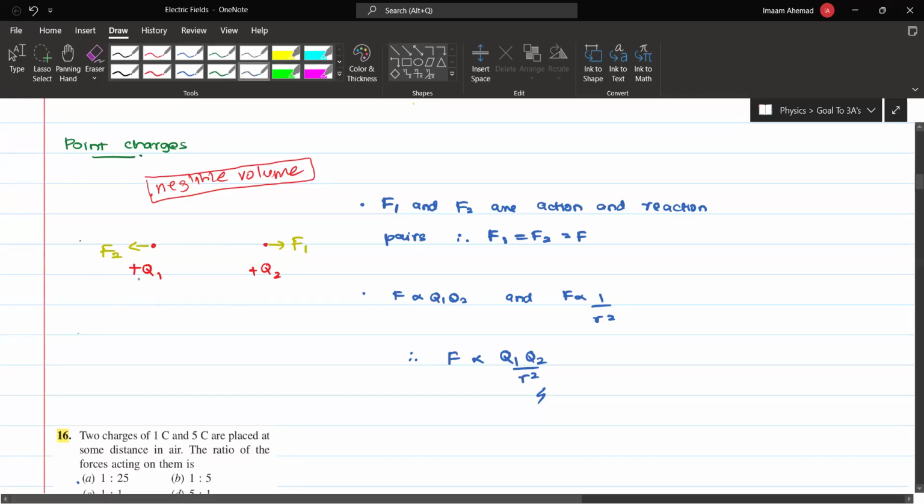So let me mark the forces acting on these two charges, Q1 and Q2, as F1 and F2. What can you tell about them? They are action and reaction pairs. You know Newton's third law, right? So they are action and reaction pairs. Therefore, they have to be equal. And also, Coulomb's law: F is proportional to Q1 Q2, and F is inversely proportional to the square of the separation. So we combine them and we get this relation: F is proportional to Q1 Q2 over R squared. This is the relation that is valid for point charges. That's a very short idea about point charges.